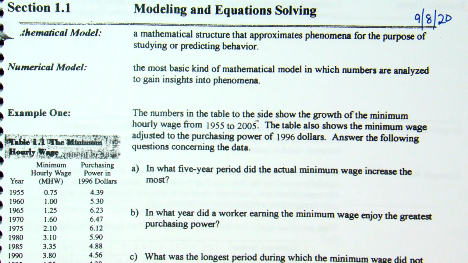Let's look at example 1 here. Example 1 is just based on the chart that is provided. The numbers in the table to the side show the growth of the minimum hourly wage from 1955 to 2005. The table also shows the minimum wage adjusted to the purchasing power of $1996. Answer the following questions concerning the data.